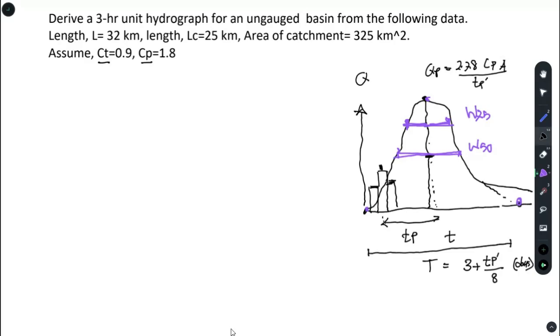So let's do the math one by one. First of all, the thing you need is TP, this TP. How do you find that?